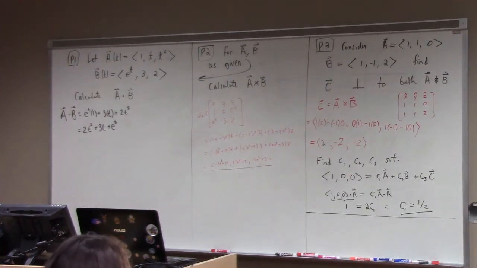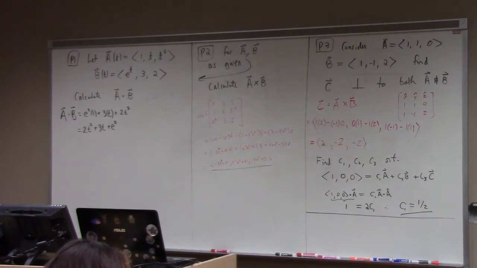So, A cross B. Let's see here. So anyway, we got minus 2, 0, crossed with 1, minus 1, 1. Let's see here.